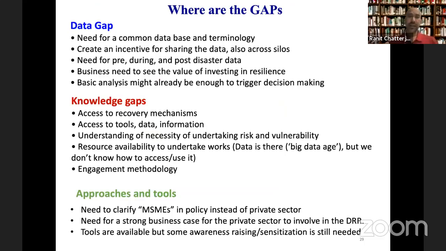In the data gap, what was discussed is that there is a need for a common database and terminologies. As I shared, the MSME definition keeps on varying from one country to the other.